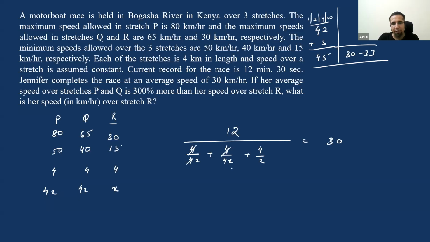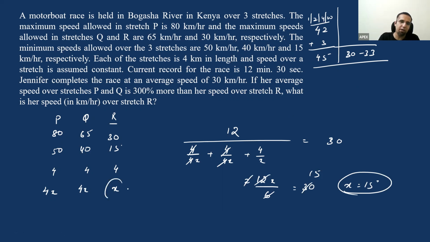So in short, if you simplify, we get 12X divided by 6 is equal to 30. 6 ones are 6, twos are 12, and 2 ones are 2, 15s. Therefore, the value of X is equal to 15. So what is the speed in the stretch R? The speed in the stretch R is equal to 15, and that becomes a sitter question for you in this topic.